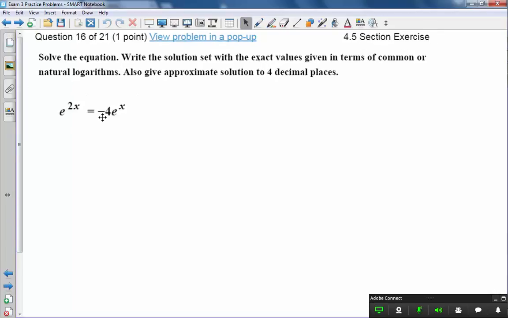Again, equation solving, exponential. We need to use some logarithms here to solve this. Actually, we've done this, right? Last time? No. It was similar, not the same.